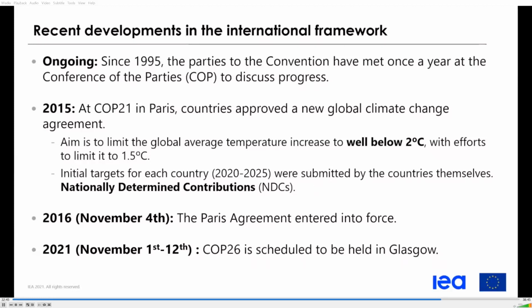At the 21st Conference of the Parties, or COP21, in Paris, countries approved the new global climate change agreement, the famous Paris Agreement. The aim is to limit the global average temperature increase to well below 2 degrees C, with efforts to limit this further to 1.5 degrees C. The Paris Agreement was adopted in 2015 and came into force in 2016, with 187 countries ratifying it. COP26 is planned to be held in November. This year, countries are expected to communicate or update their national climate targets.